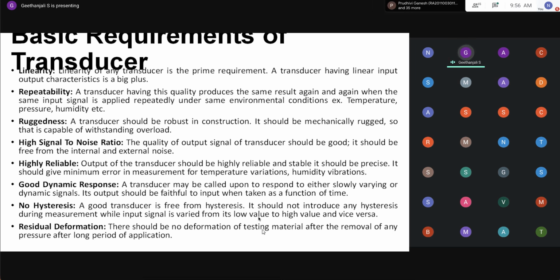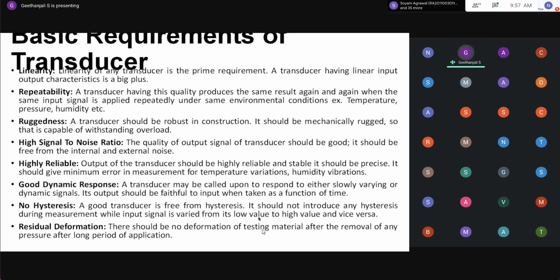Then the next point is good dynamic response. A transducer must be capable of responding to either slowly varying or dynamic signals. Its output should be faithful to the input when taken as a function of time. The next point is no hysteresis. A good transducer is free from hysteresis.